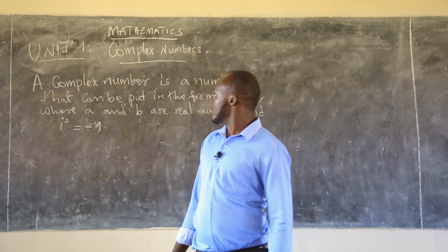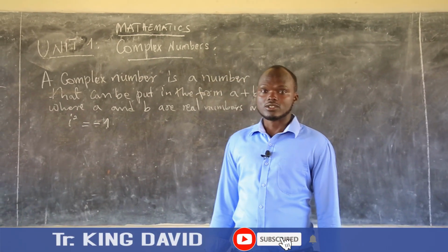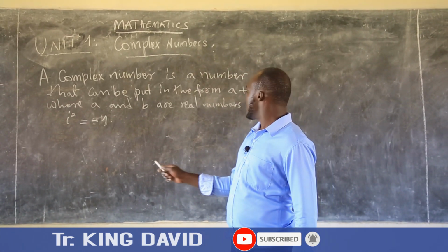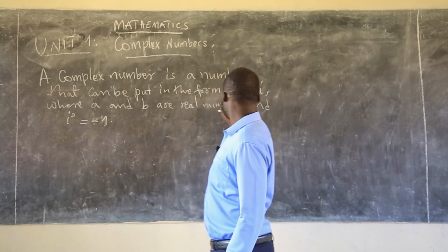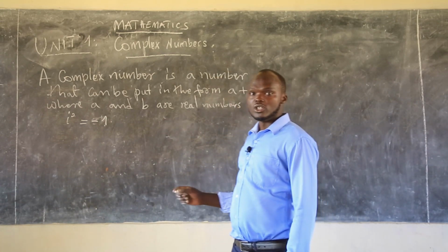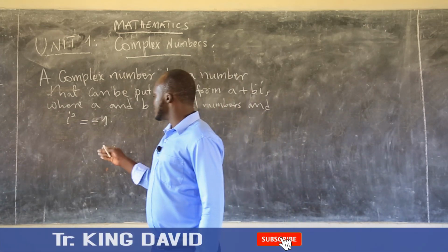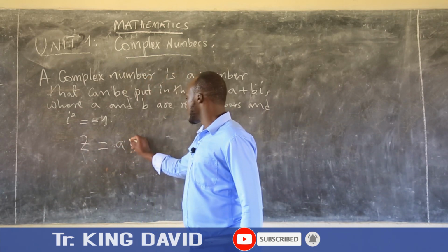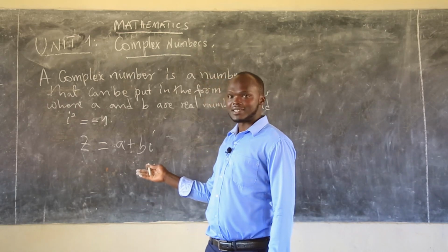We are going to study mathematics, unit 1, complex numbers. So we're going to look at complex numbers. A complex number is a number that can be put in the form of a plus bi. Which means that a complex number is where we can write z equal to a plus bi. So this is a complex number.